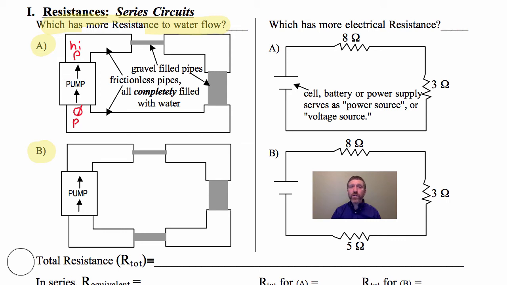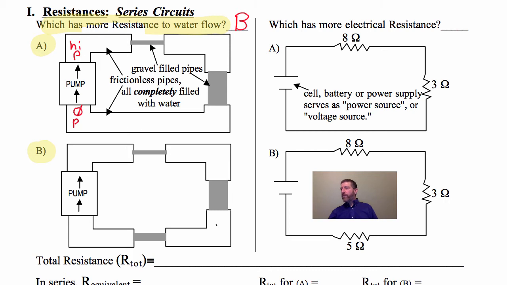Now, this is similar to the idea of longer tubes having more resistance. If you've got more gravel-filled pipes that you've got to push against, it is true that B will have more resistance to water flow. So, by analogy, which do you think has more electrical resistance? Let's explain what we've got right here. This is our cell, the cell or battery. It serves as our power source, sometimes called a voltage source or a source of EMF. Which of these do you think has more electrical resistance?